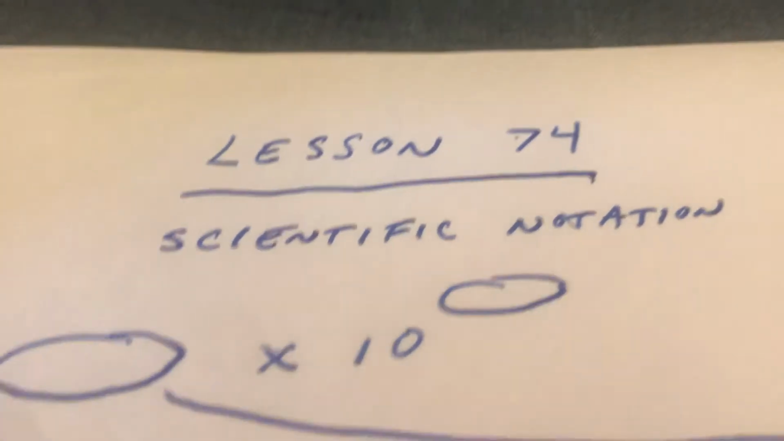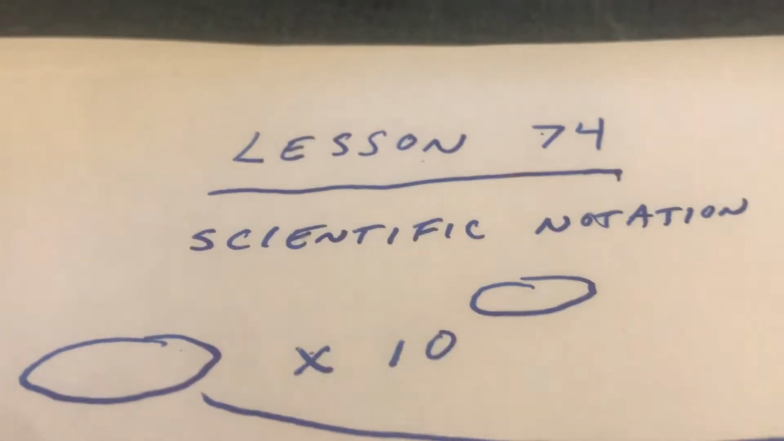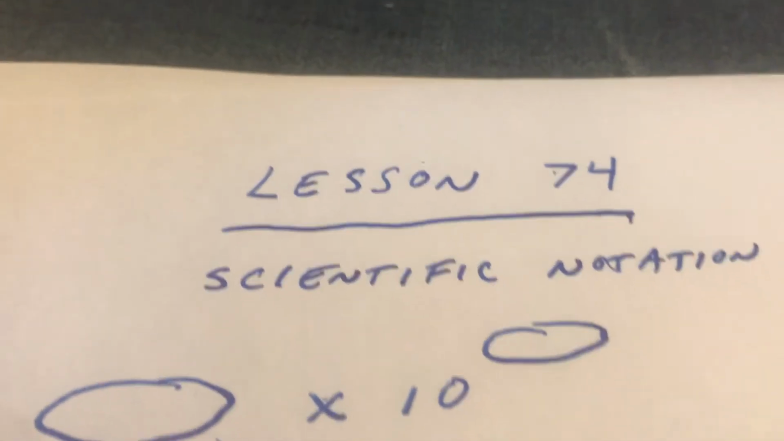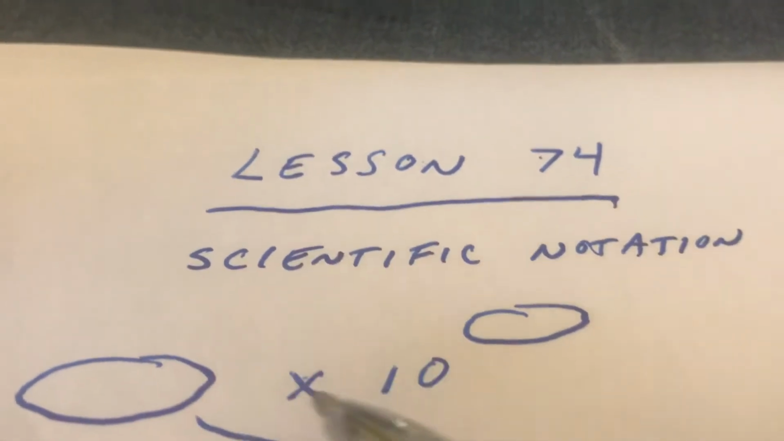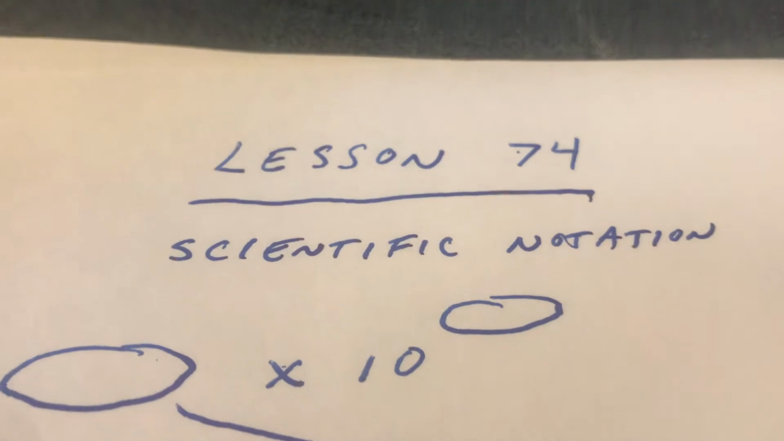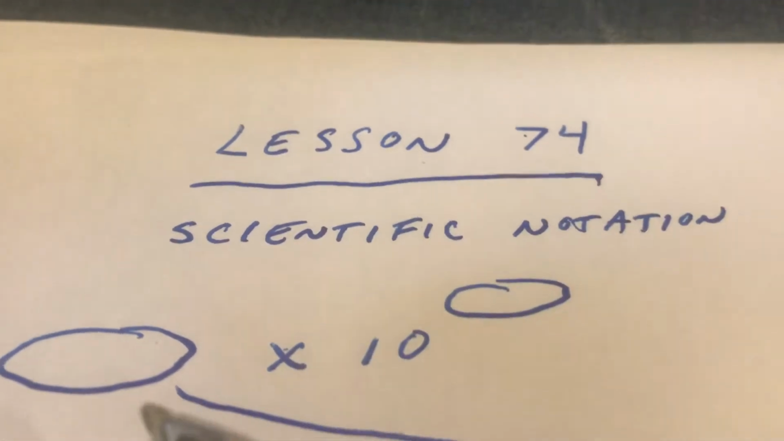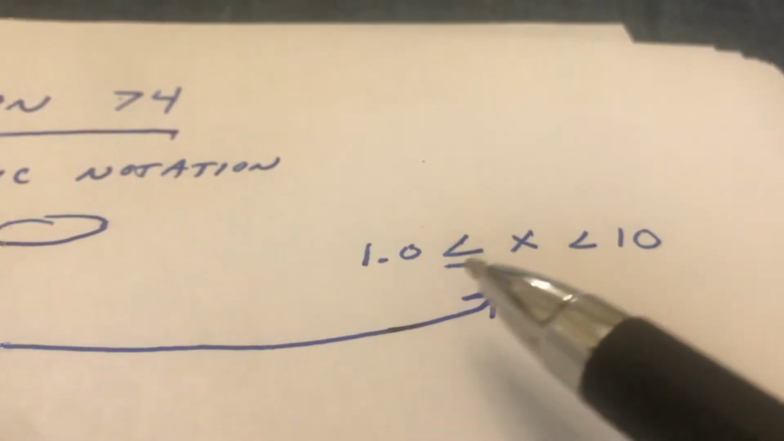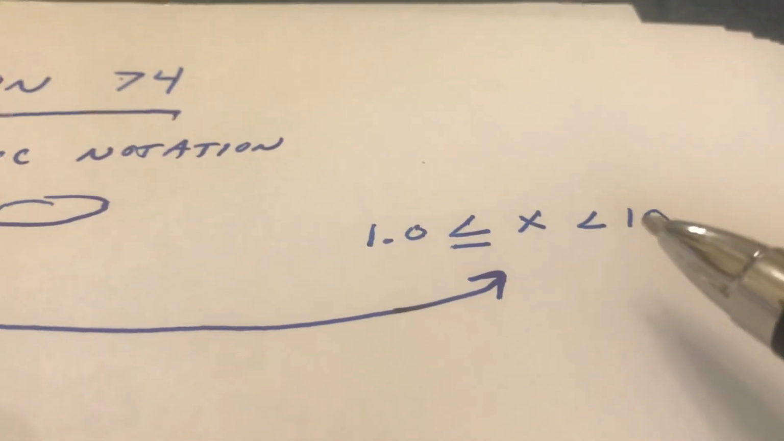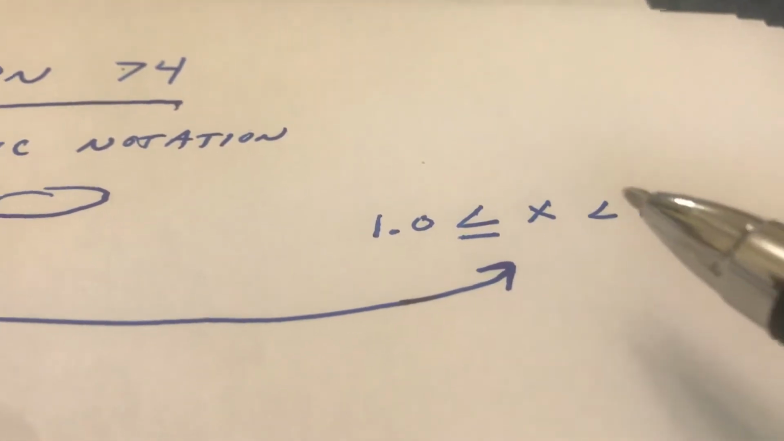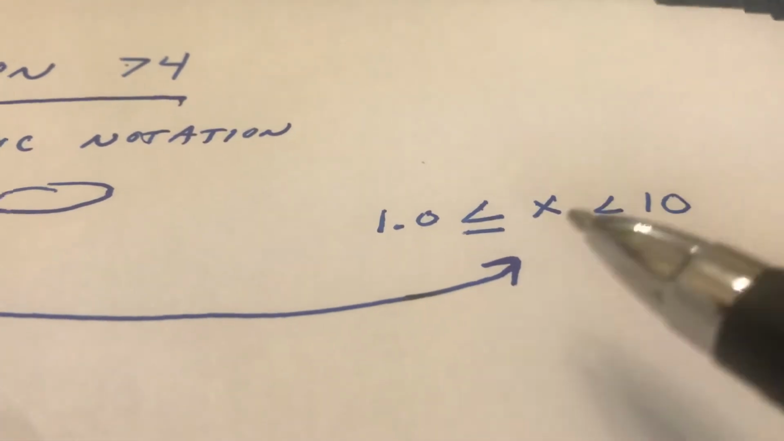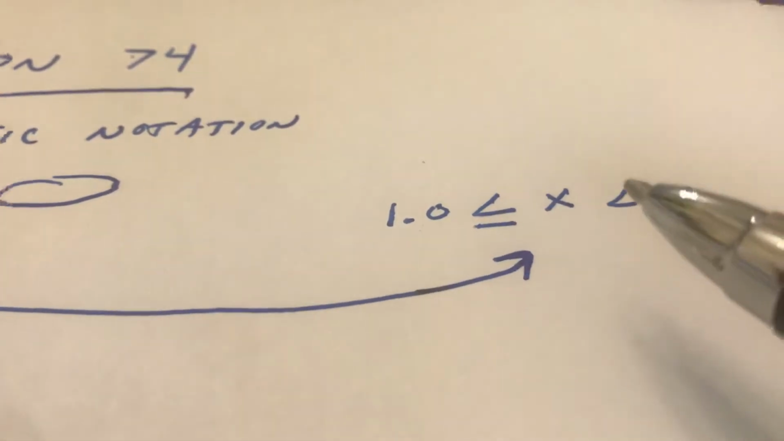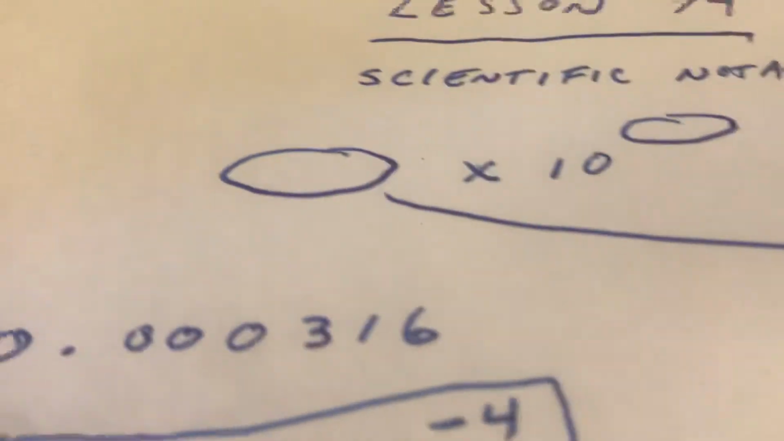Lesson 74, scientific notation. It should always be some number times 10 to a power. That's what scientific notation is. And this number is always between 1 and 10. It's always less than 10. It can't be 10 because then you could write it as 1.0. This number always has to be between 1 and 10.